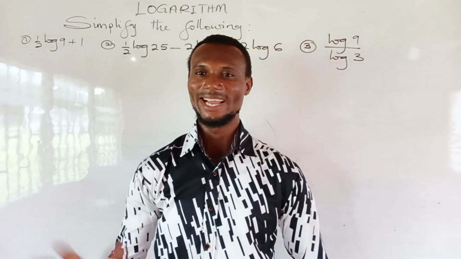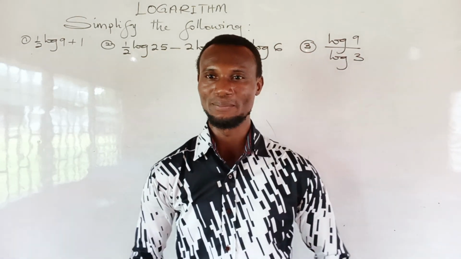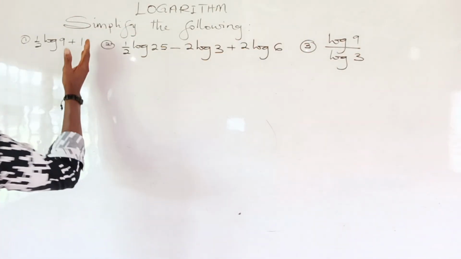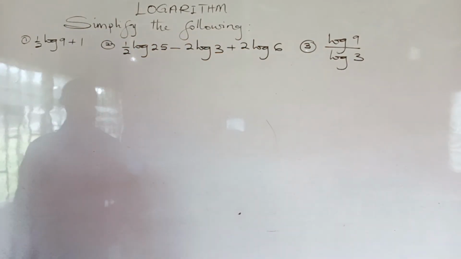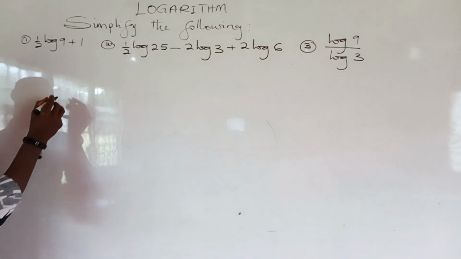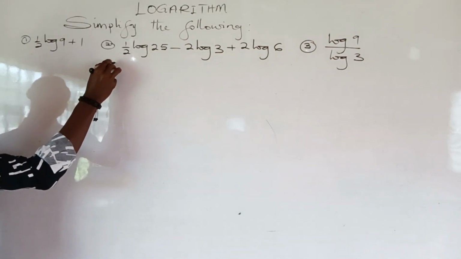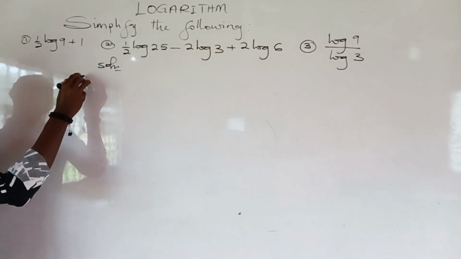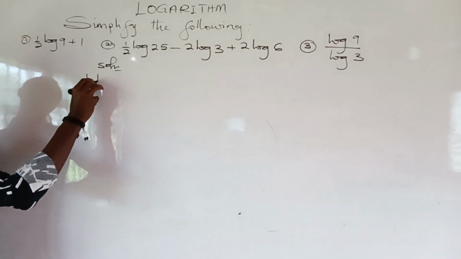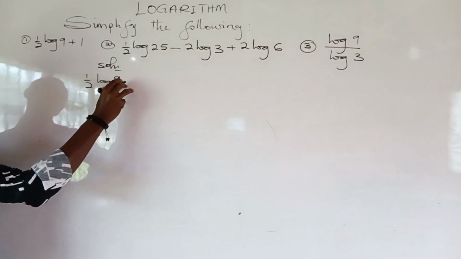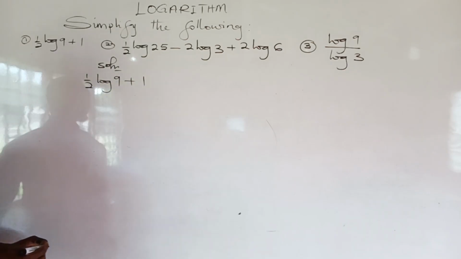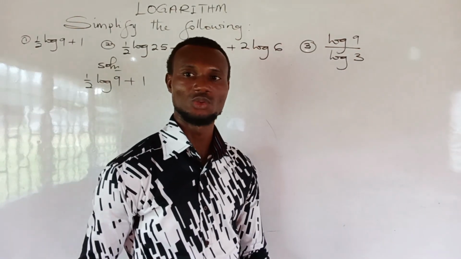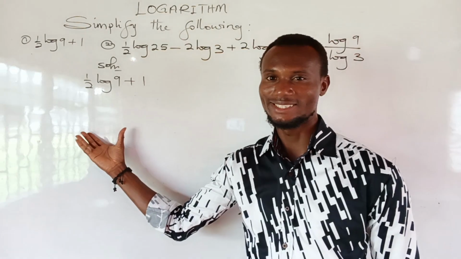Let's go ahead and tackle the questions that I have on the board. So it says that simplify the following. Okay, so I'm going to start with example 1, question number 1. So let me write down my solution and let's do it together. So I have 1 over 2 log 9 plus 1. And the question says we should simplify this.